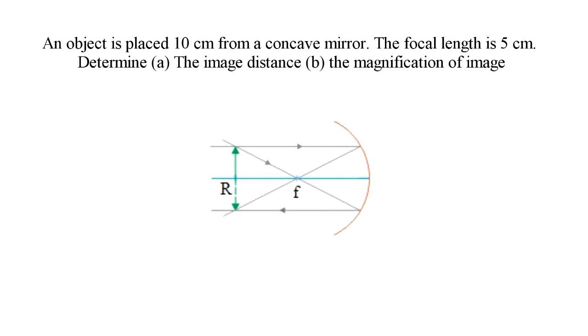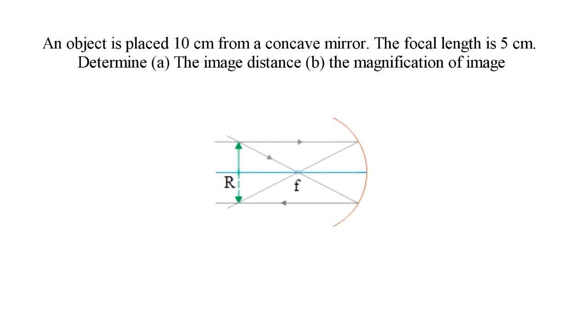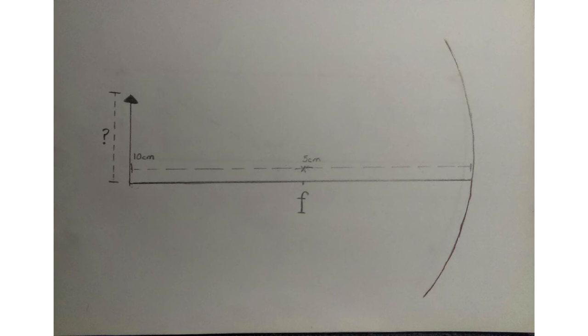The problem says an object is placed 10 centimeters from a concave mirror. The focal length is 5 centimeters. Determine letter A, the image distance, and letter B, the magnification of the image. We have the data: the focal length is equal to 5 centimeters and the object distance is equal to 10 centimeters. Here we have a small drawing in which you can identify the object in front of a concave mirror.